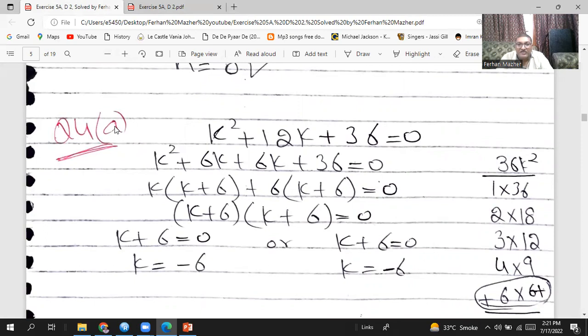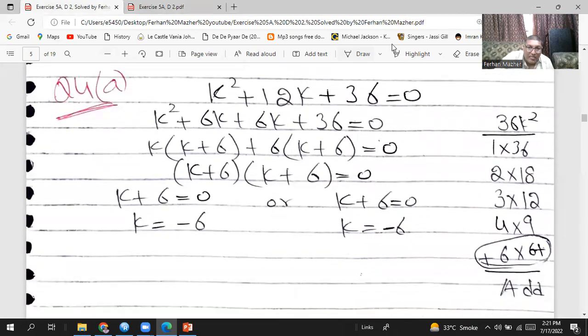But I have done here the midterm breaking. So multiply the extreme terms, you get 36k square. I'm trying to factorize it, so I will write the factors of 36. They are 1 into 36, 2 into 18, 3 into 12, 4 into 9, 6 into 6. With the third term you have a positive sign, so I will select that pair which by addition will give me positive 12. So here plus 6 plus 6. Okay, so we will write those pairs here, and the midterm breaking will be done.